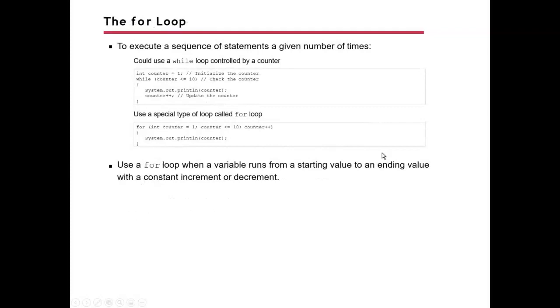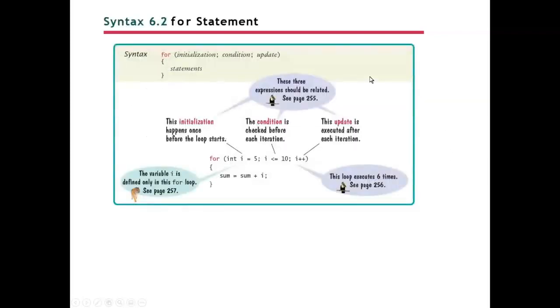So the for loop is a simplified notation for a counting loop. So basically take the initialization, put it in the first part of the for, your Boolean condition in the middle, and then your increment of the counter on the end. Use a for loop when the variable runs from a start to an ending value. Now you can do other things around it, but you probably shouldn't.